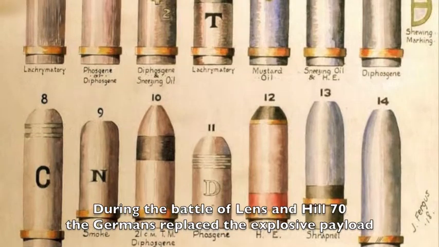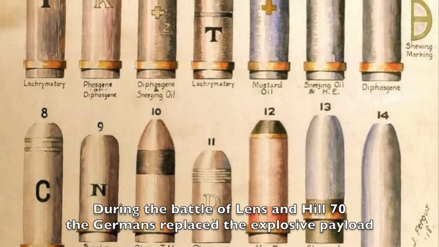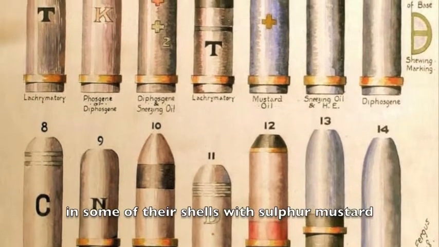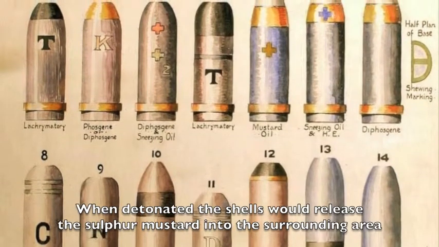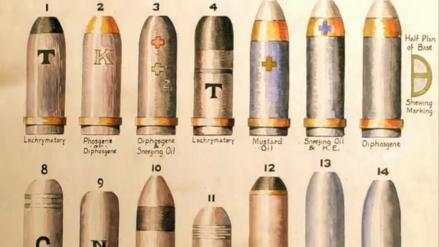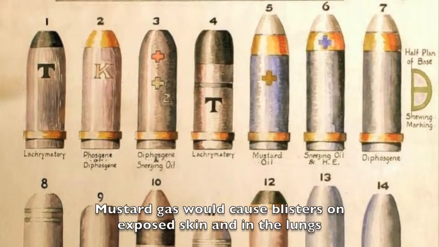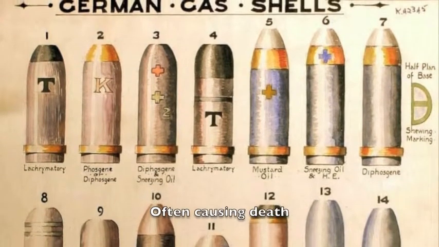During the Battle of Lens in Hill 70, the Germans replaced the explosive payload in some of their shells with sulfur mustard. When detonated, the shells would release the sulfur mustard into the surrounding area. Mustard gas would cause blisters on exposed skin and in the lungs, often causing death.